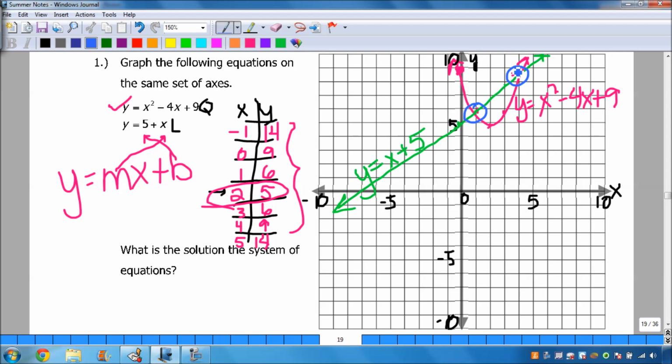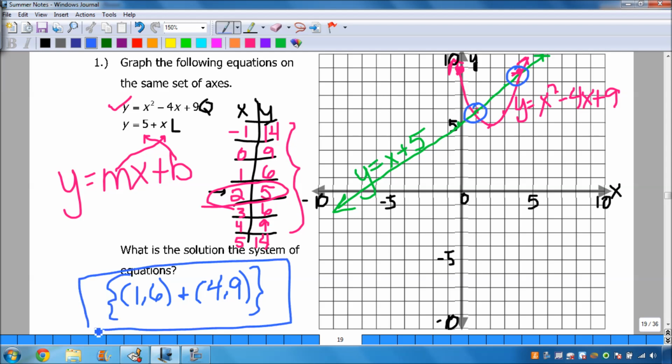So this graph has two solutions to the system of equations. The first solution is 1, 6, and the second solution is going to be 4, 9. And because it's a set of answers, we put it in brackets like that, and then you're done. But what I want you guys to do right now is I want you to check your answers, okay? So you're going to have to do 2 checks because you have 2 answers, all right?